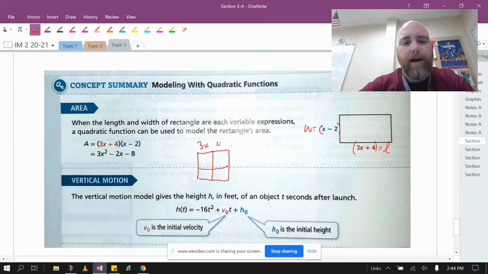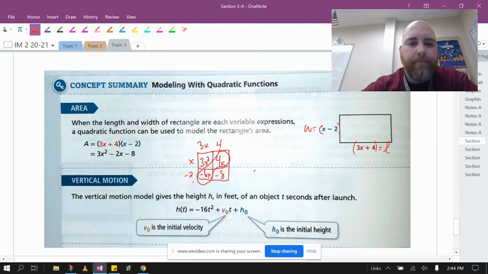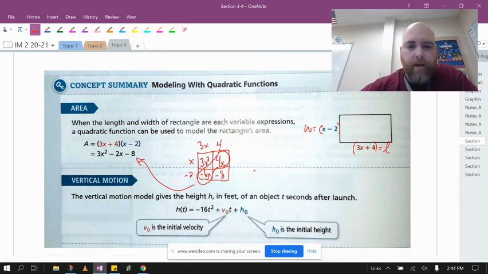So this time I'll use the box just to mix it up a little bit. So 3x times x is 3x squared. 4 times x is 4x. 3x times negative 2 is negative 6x. And 4 times negative 2 is a negative 8. So of course we can combine our like terms here. So we get what it says right here. So that would be a model to show the area of that rectangle.